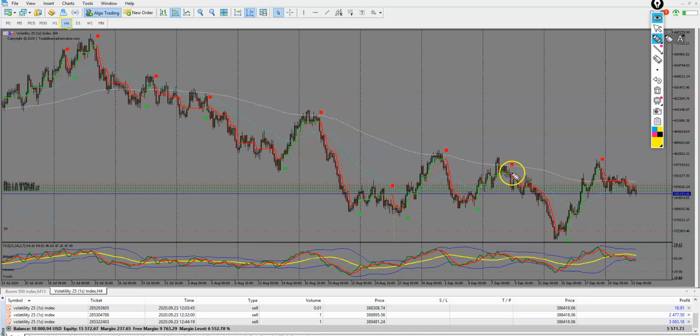For example, if you use this signal, it fired somewhere here, it's a sell. You put your stop loss above this signal. Then you see this pullback. If you are not patient enough, you will exit and you will lose money. But if you are patient enough, you see this pullback and consolidation. Finally, it went in your favor.